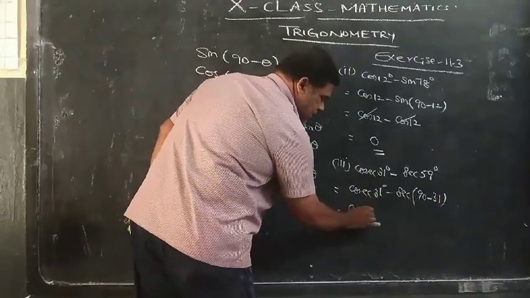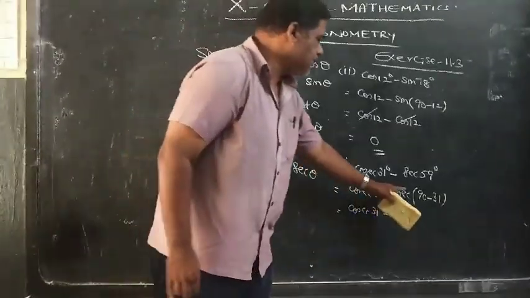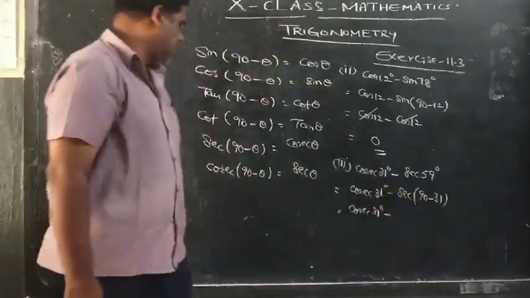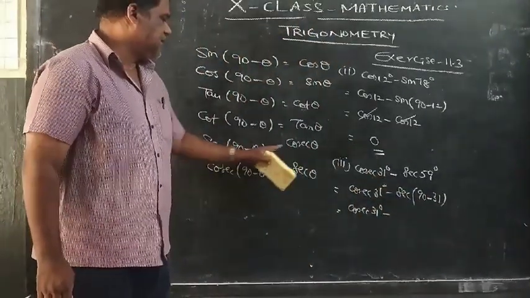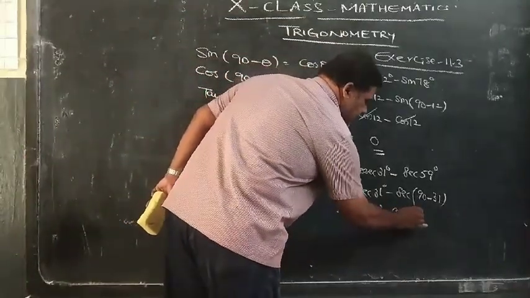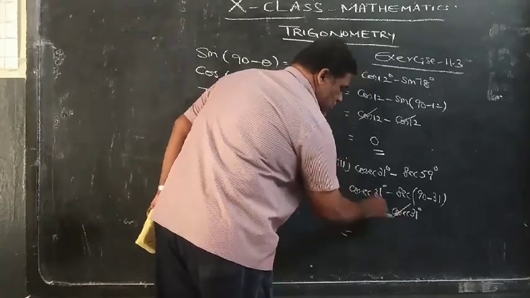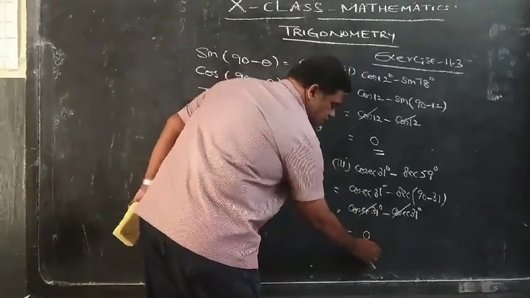So it is cosecant 31 degrees minus. Now this is in the form of secant(90 minus theta). Secant(90 minus theta) is cosecant theta. So it will become cosecant 31 degrees. So cosecant 31 minus cosecant 31 will become 0.